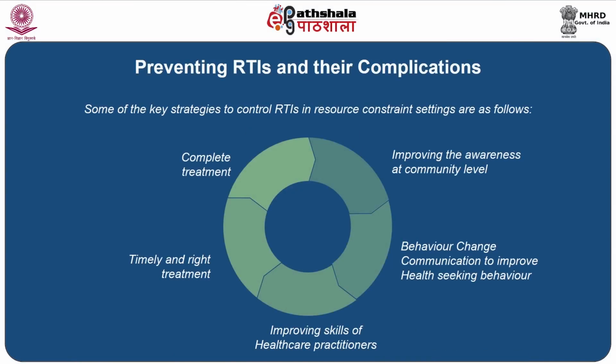Now let us see what can be done to prevent RTIs and their complications. Some of the key strategies to control RTIs in resource-constrained settings are as follows. Improving awareness at the community level about safe sex to control STIs, and awareness about the signs and symptoms of reproductive tract infections, is the most important strategy.